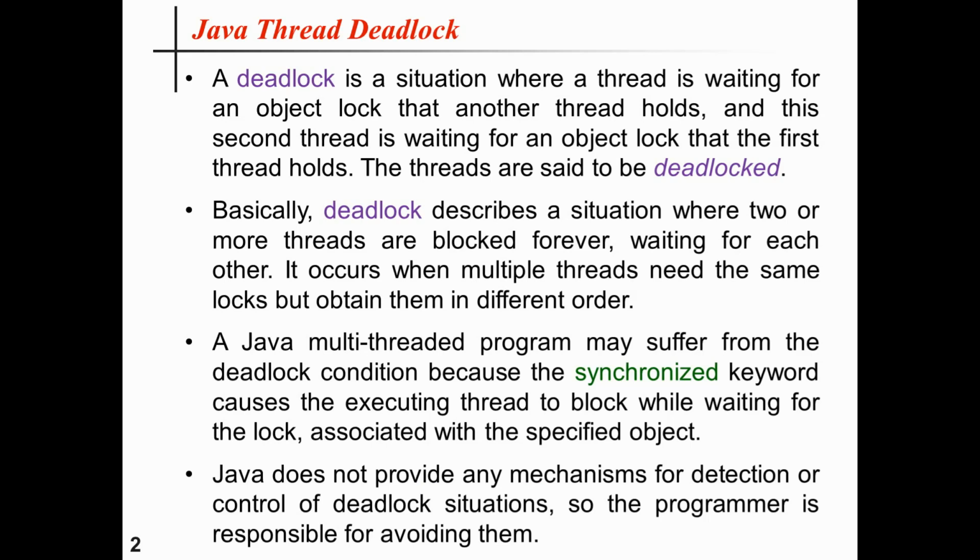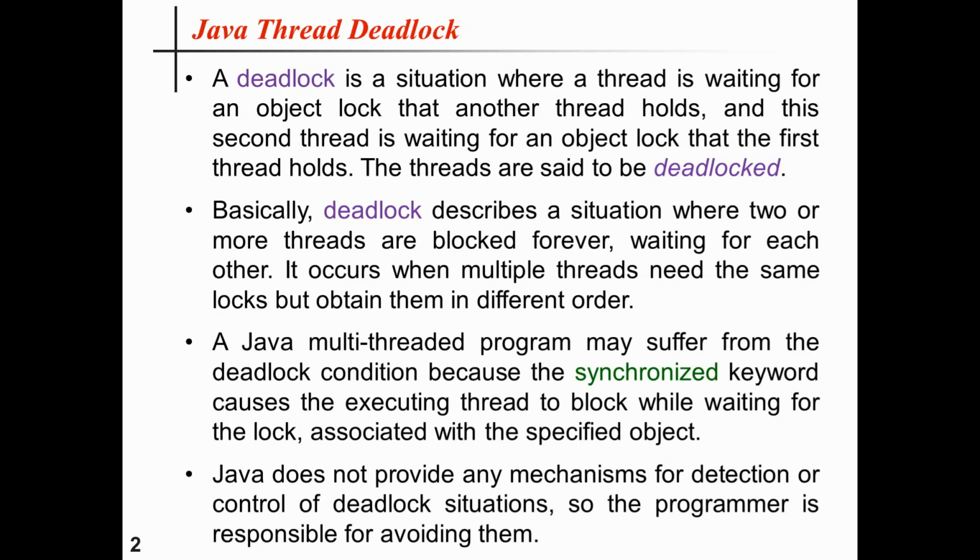Essentially, deadlock describes a situation where two or more threads are blocked forever waiting for each other. It occurs when multiple threads need the same locks but obtain them in different order. A Java multi-threaded program may suffer from the deadlock condition because the synchronized keyword causes the executing thread to block while waiting for the lock or monitor associated with the specified object.